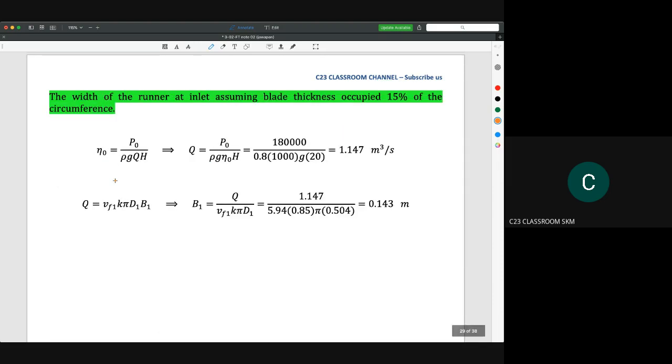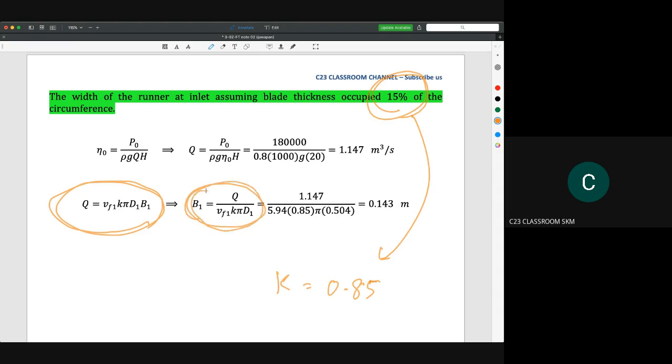So the width of the runner at inlet, assuming blade thickness occupies 15% of the circumference. This is actually telling us about the value of K, so that means the value of K is 0.85. Then we could calculate by using this equation. We rearrange the equation, so we get B1 here as this one. We could substitute all the values, and we get 0.143 meters. We could calculate the value of Q by manipulating the value from the overall efficiency, so we could get 1.147 meter cube per second.